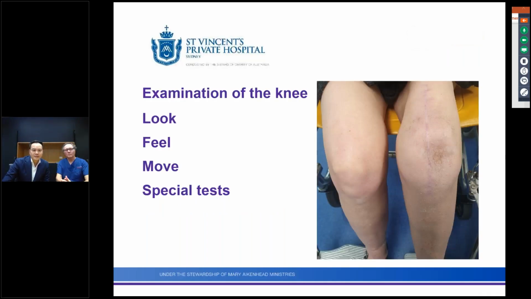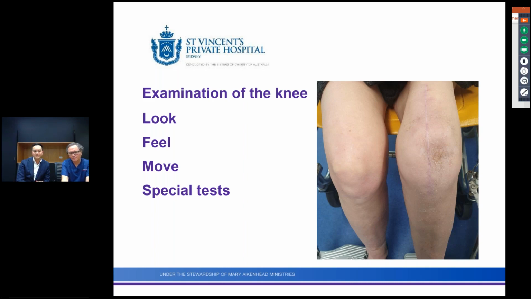So in the next section, we want to cover physical examination of the knee. We've broken this down into 3 scenarios as well. We didn't want to go through a full examination like how we might do it, but we wanted to present it in 3 scenarios where the patient might present to the GP's office.